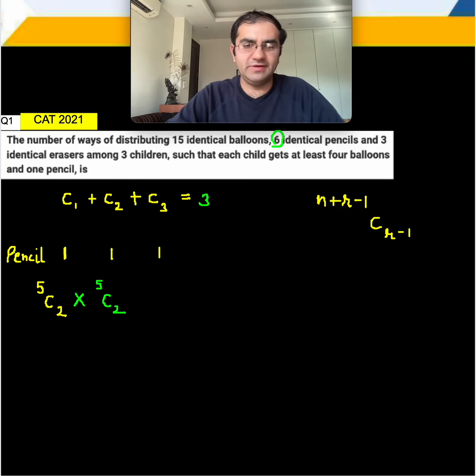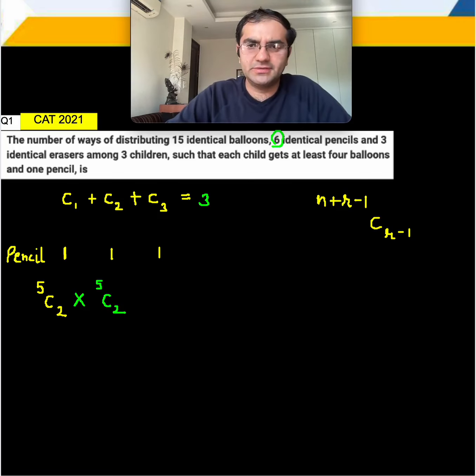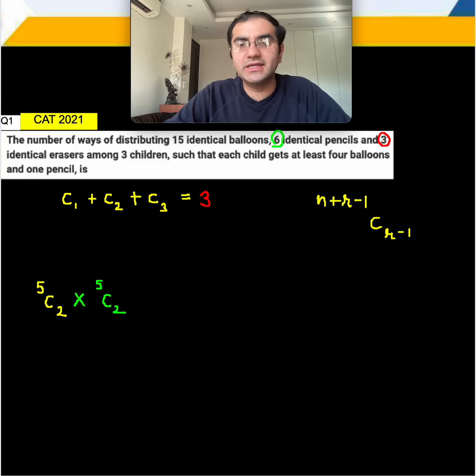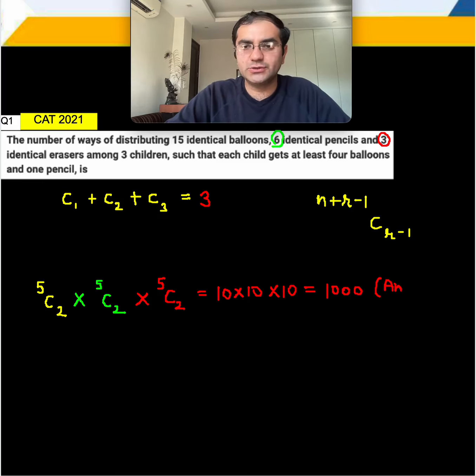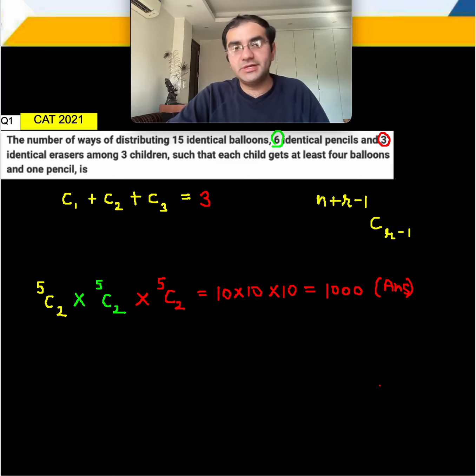So you multiply this by 5C2 because balloons are different, pencils are different. They have nothing to do with each other. And then you have the identical erasers. So pencils are gone. Identical erasers, each child may get 0 or more. Right? So again, same thing, 3 plus 3 minus 1 C 3 minus 1 becomes 5C2. So 10 into 10 into 10, 1000 becomes the right answer for this question. And in an exam, under pressure, it would have been very difficult to crack this one.